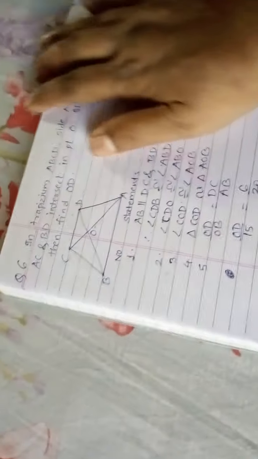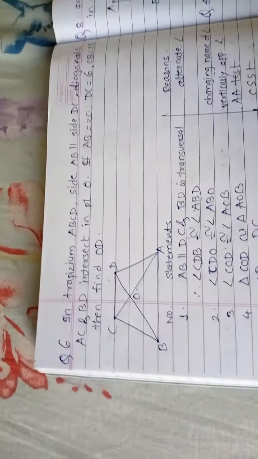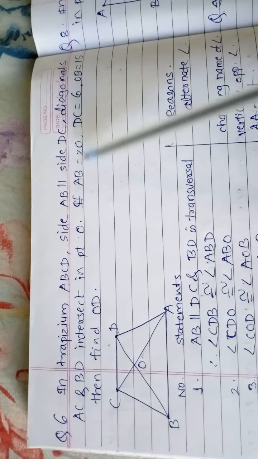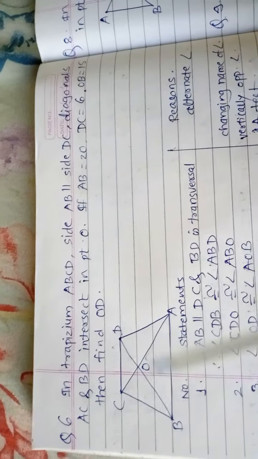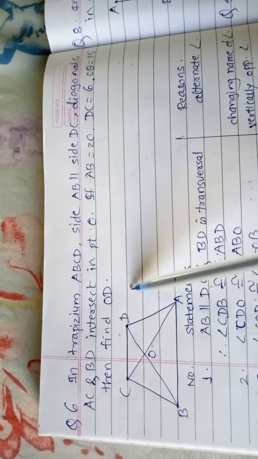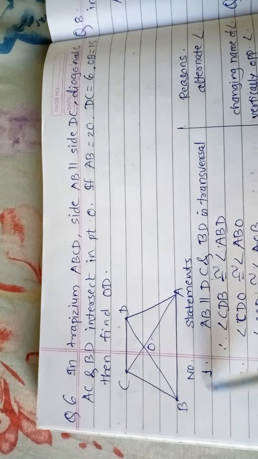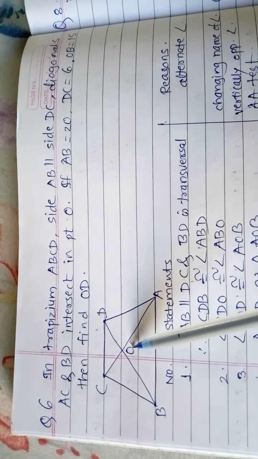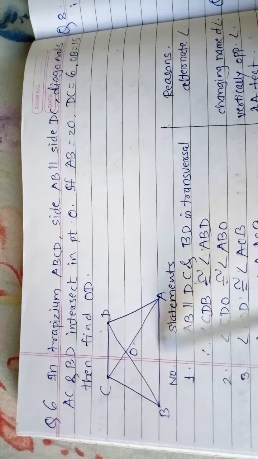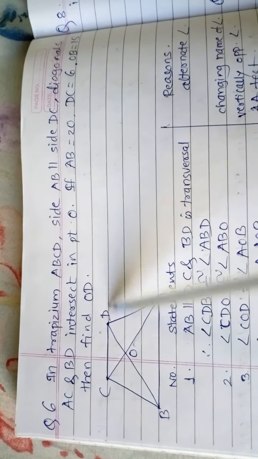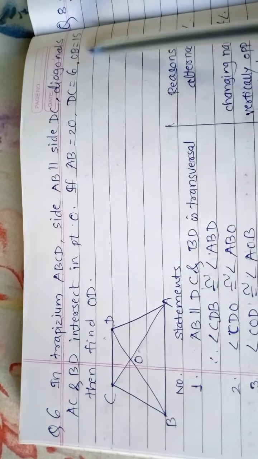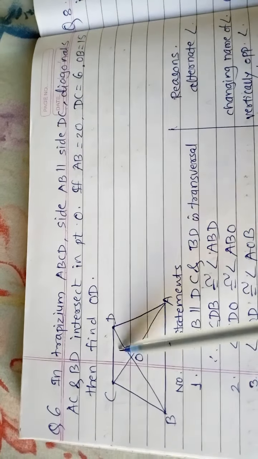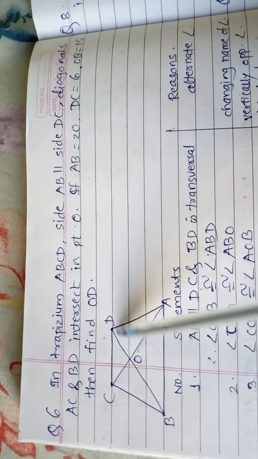Now see question number 6. In trapezium ABCD, side AB is parallel to DC, and the diagonals AC and BD intersect at point O. You are given that AB is 20, DC is 6, and OB is equal to 15. Then we have to find out OD.